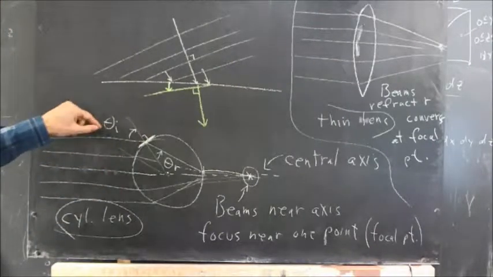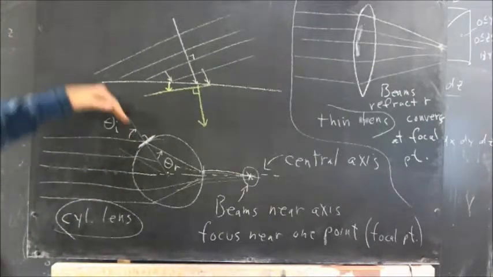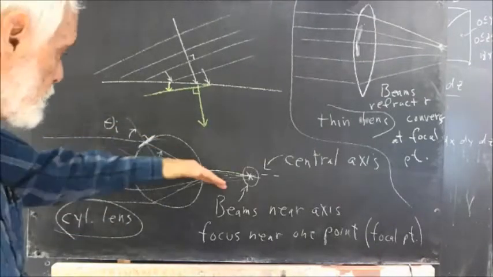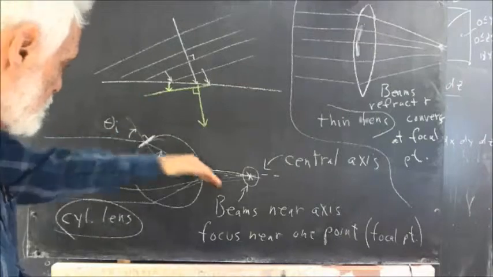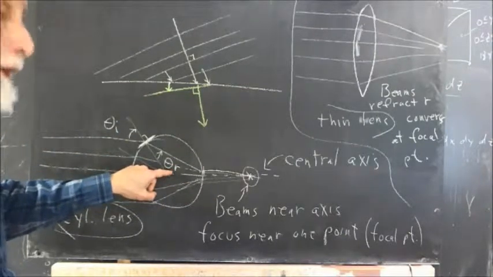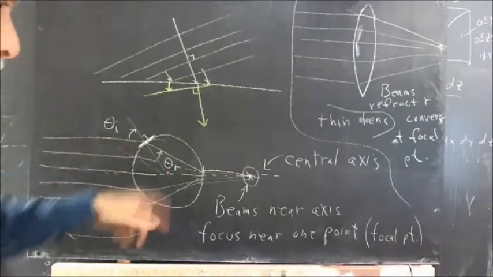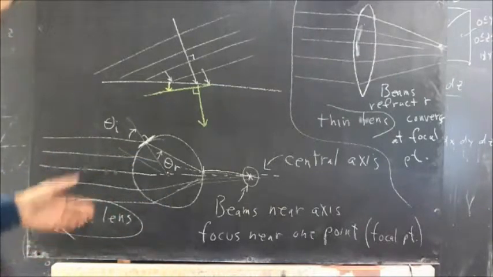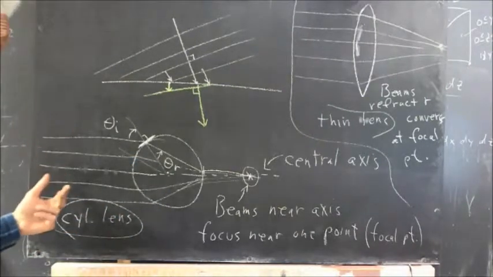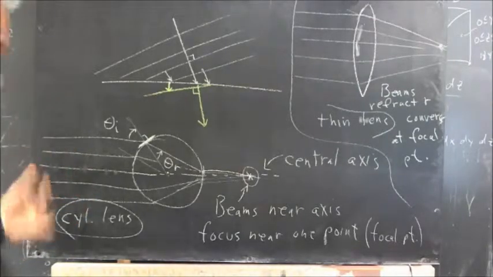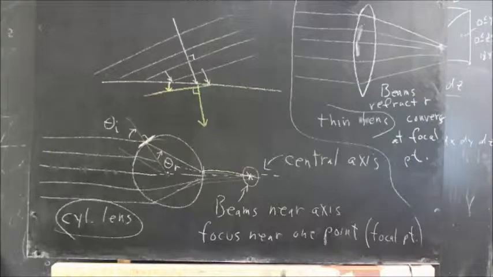So we have our angle theta sub i between the ray and the normal. Then we have a refraction. The direction of the beam changes, and we have the refracted angle theta sub r. And theta sub i and theta sub r are related by Snell's law. The sine of theta sub i over the sine of theta sub r is equal to n2 over n1, or the reciprocal of those two. Okay?